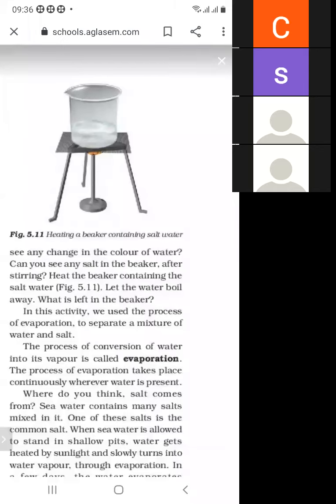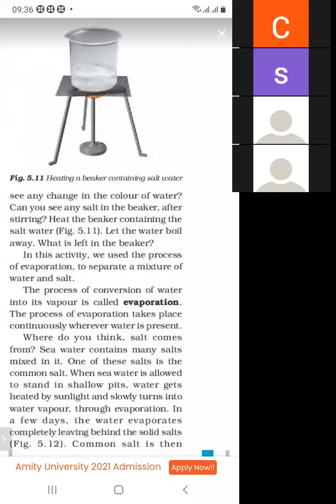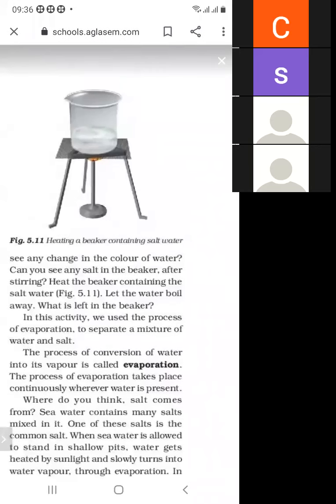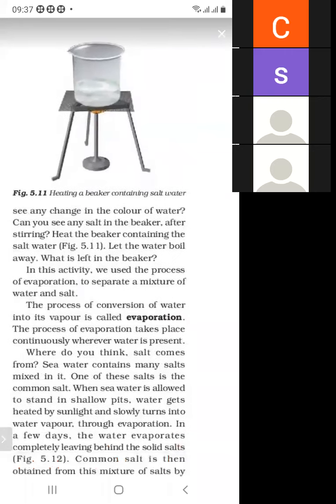The process of evaporation takes place continuously wherever water is present. So what do we mean by evaporation? The process of conversion of water into vapors is called evaporation. And the process of evaporation takes place continuously wherever water is present.